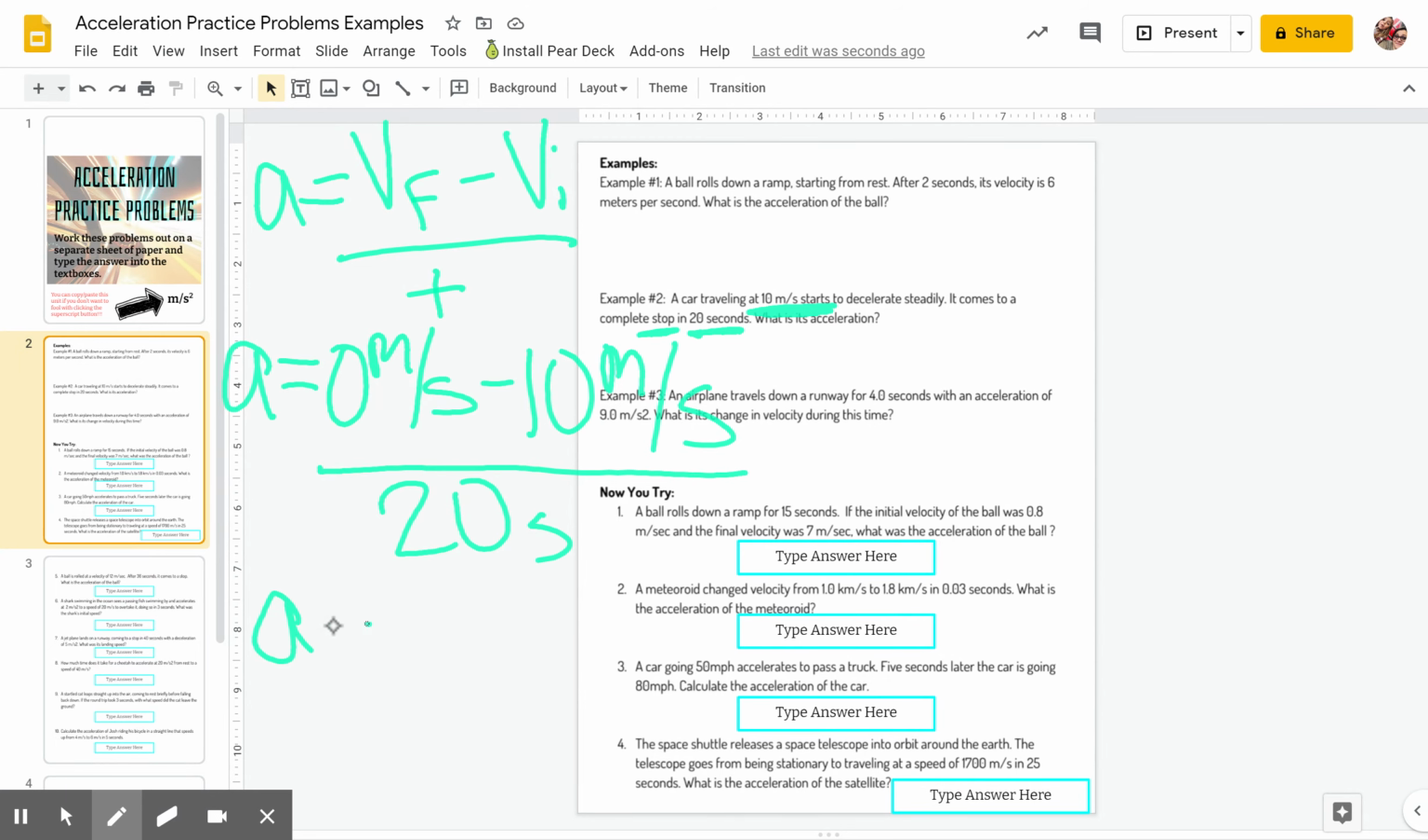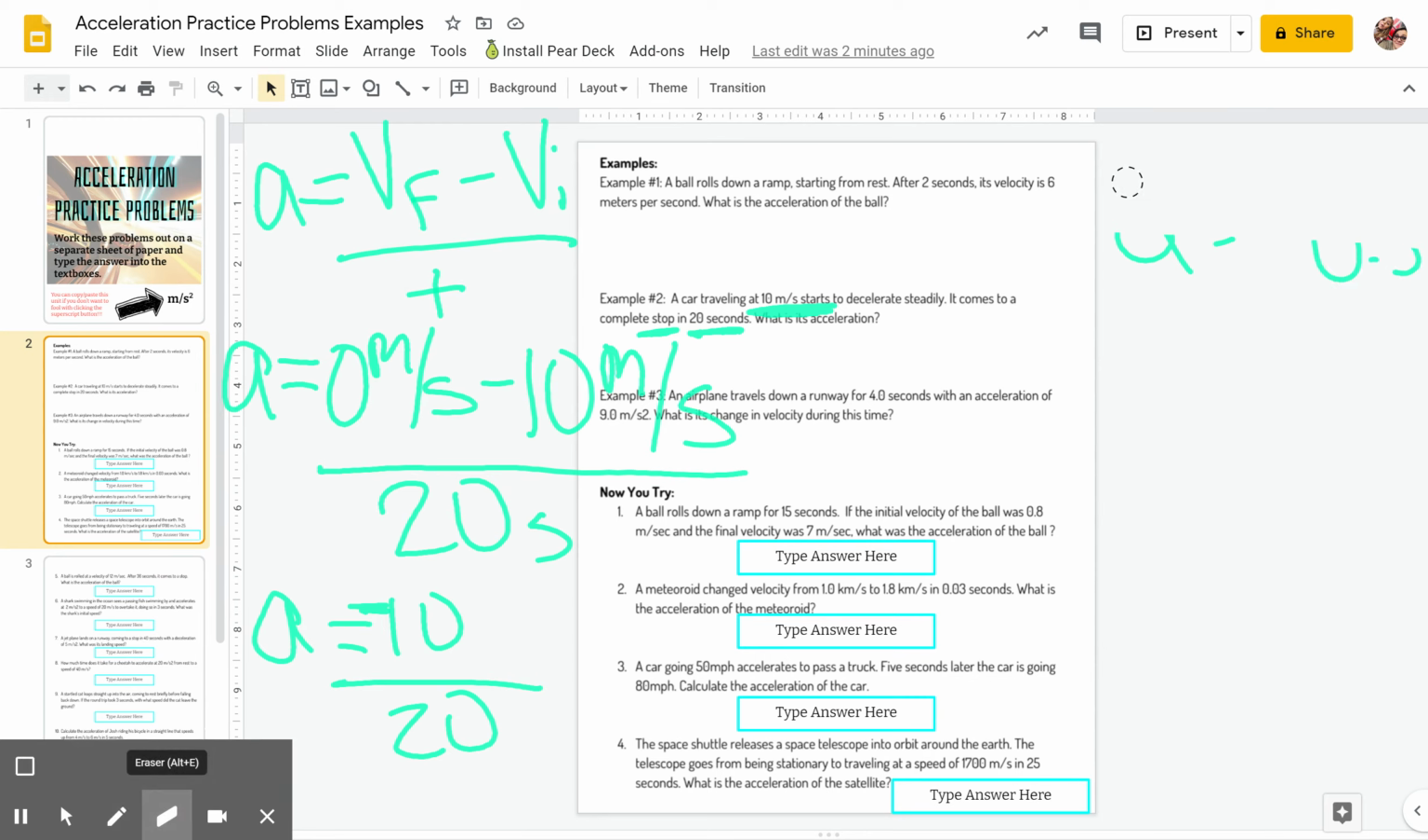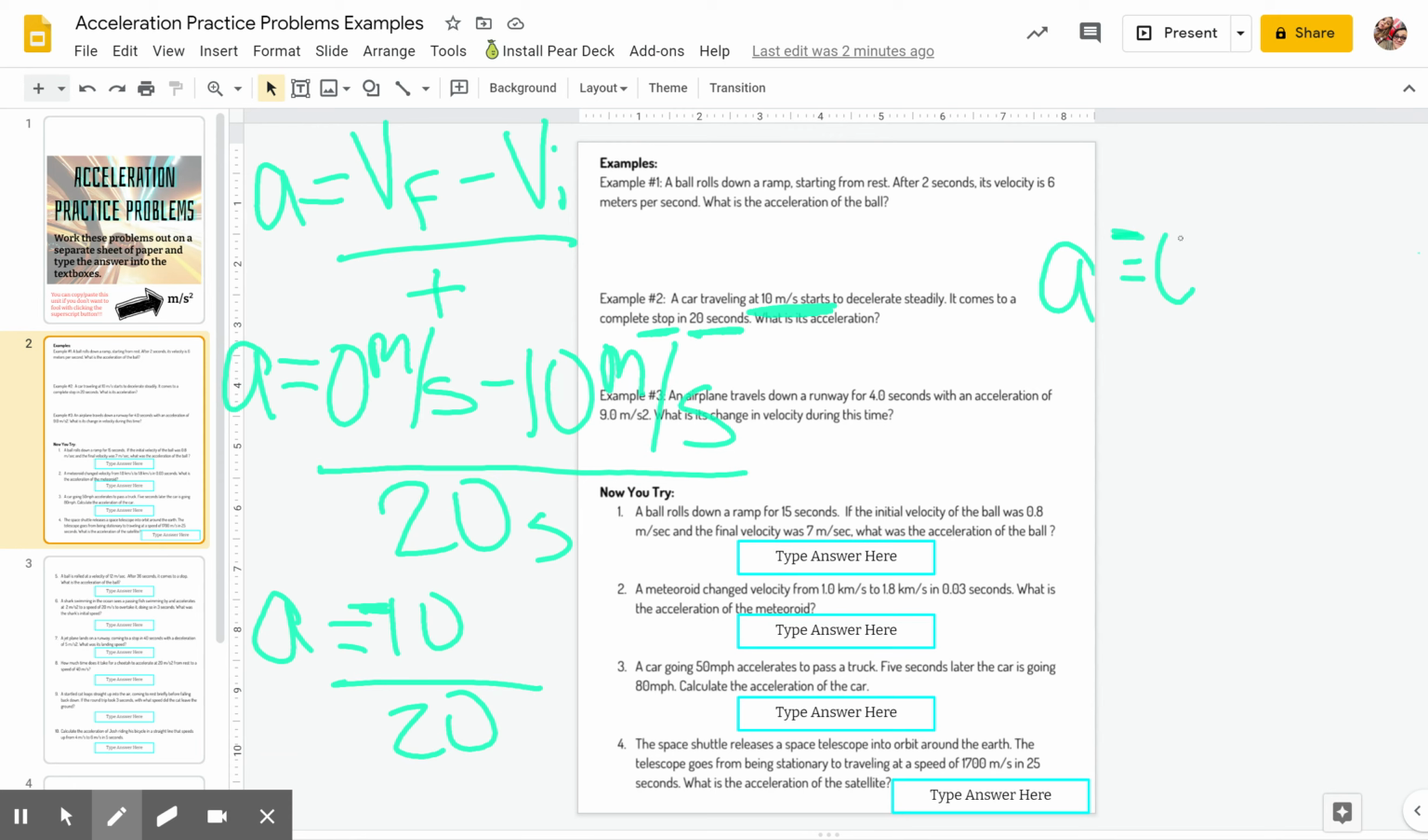0 minus 10 is negative 10 divided by 20. And then negative 10 divided by 20 equals negative 0.5. Ran out of room. Equals negative 0.5 meters per second squared.